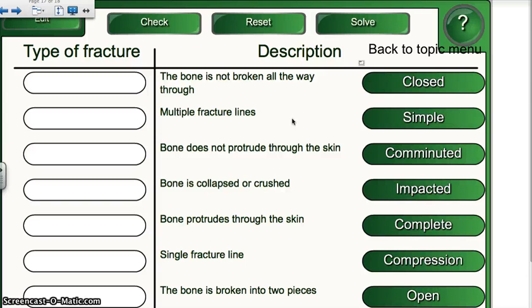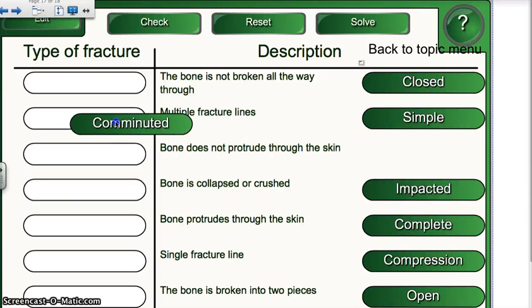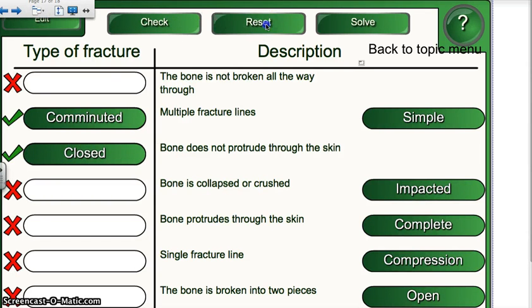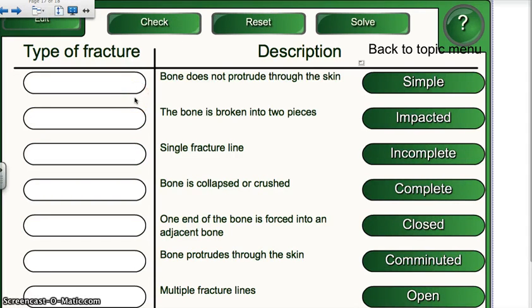And again, I'll have them come up to the smartboard one at a time and select a type of fracture and match it up with its basic description. Once the assessment is completed, we can check the answers and then reset in case we want to do it again.